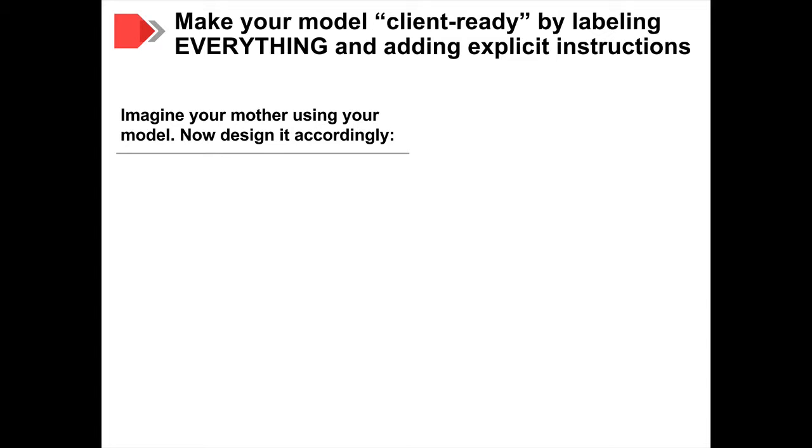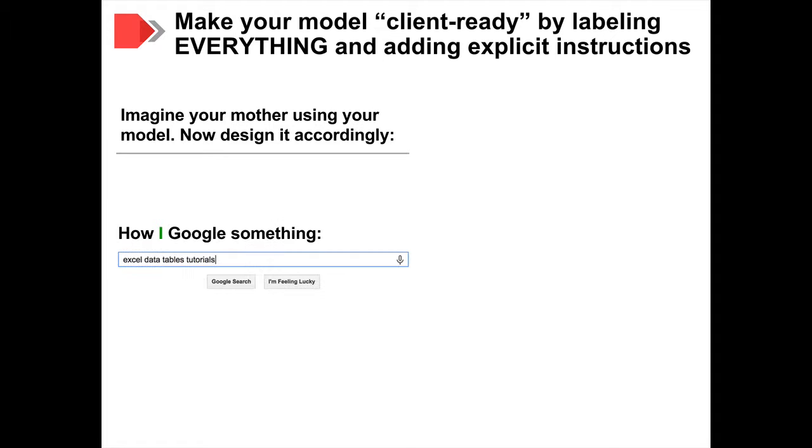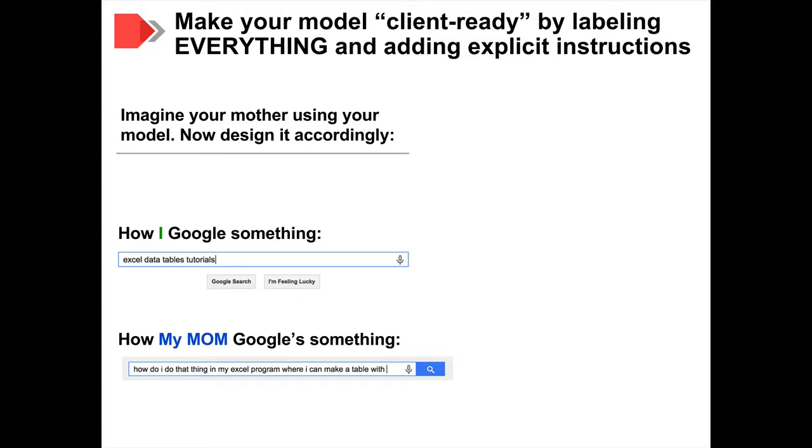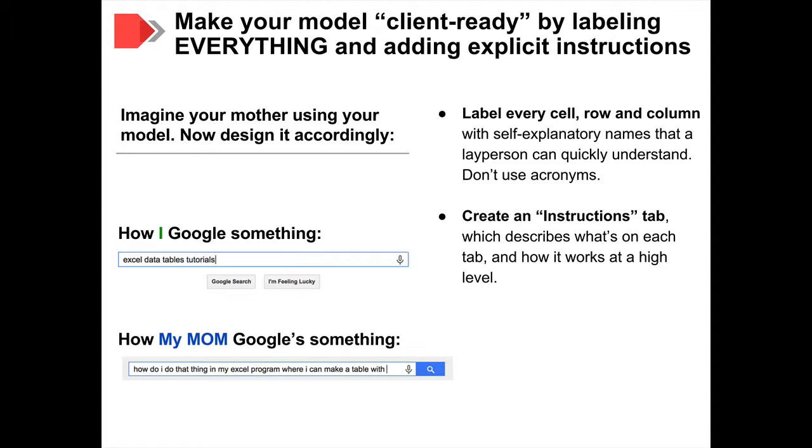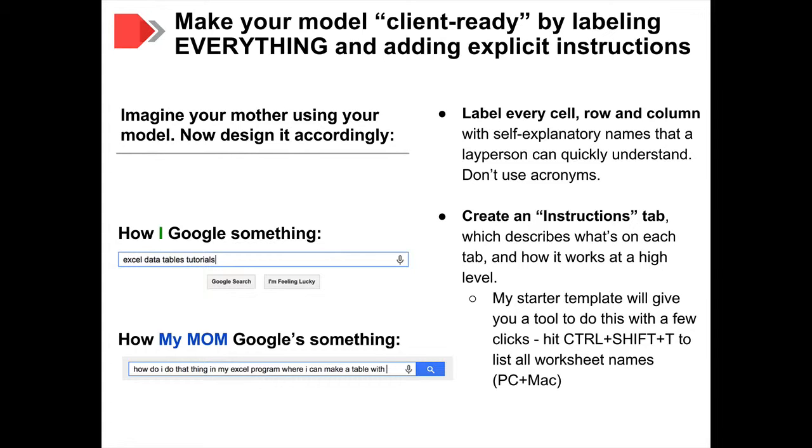The way I like to do this is to pretend that my mom is going to use my model. Think about the difference between how you search Google and how your mom searches Google. Start by labeling every cell, every row, and every column with self-explanatory names that a layperson can understand really easily. Don't use acronyms or abbreviations or jargon. Next, always create an instructions tab which describes what is on each page and how it works at a very high level. I've included a special VBA script that can help generate a table of contents really easily.